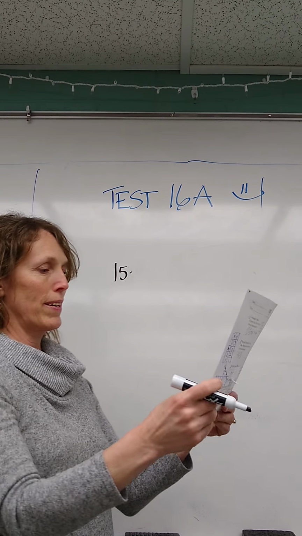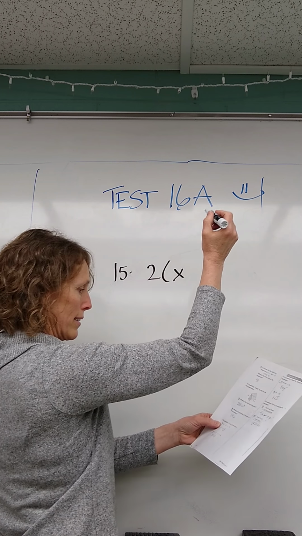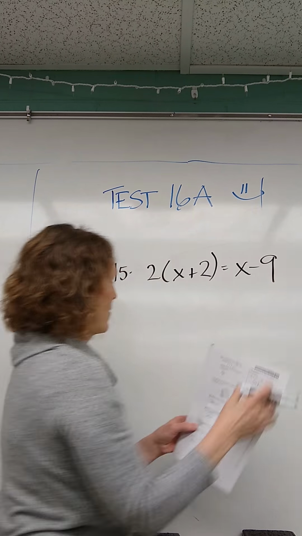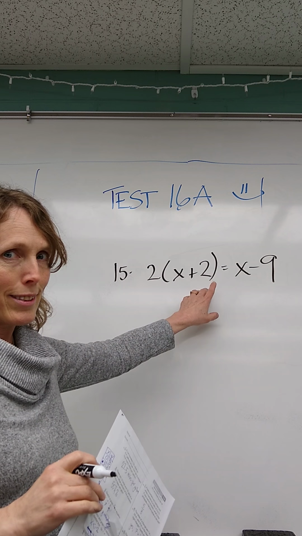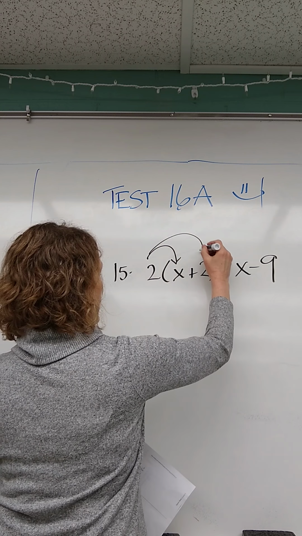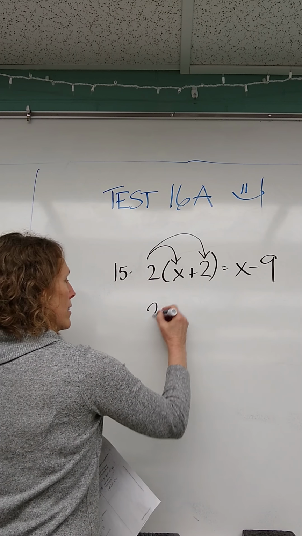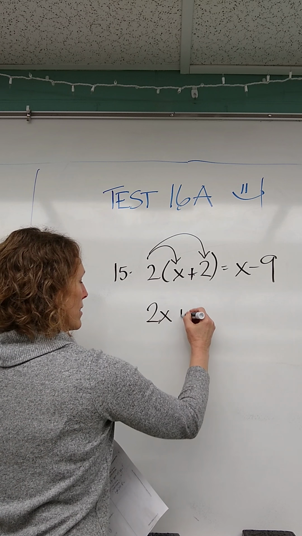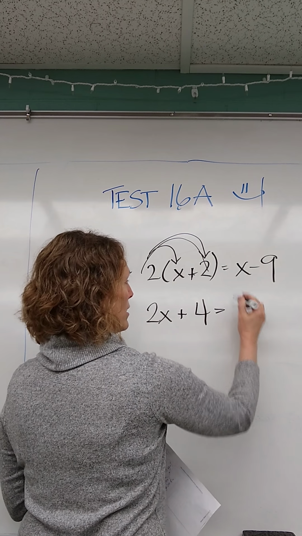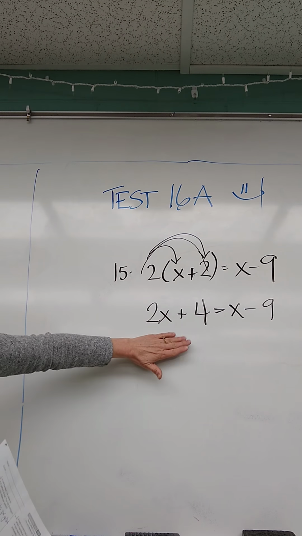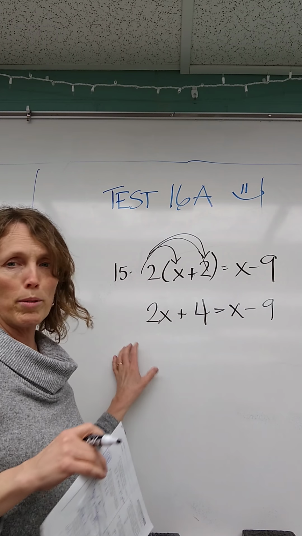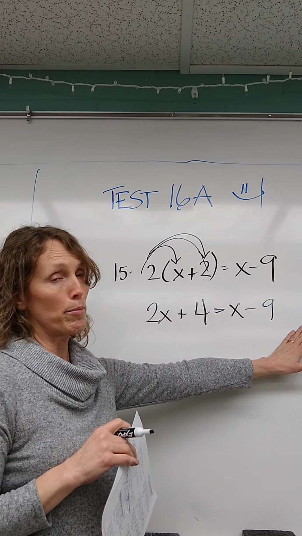All right, number 15. We have 2 times x plus 2 equals x minus 9. I know this looks a little confusing at first, but remember we're using the distributive property first on this side. We take 2 times x, we get 2x plus, we take 2 times 2 is 4. I'm going to just bring these down. Okay, so we have it set up like this. It's looking a little neater, but now what we need to do is move things so we have the variables on one side and the numbers not attached to variables on the other side.